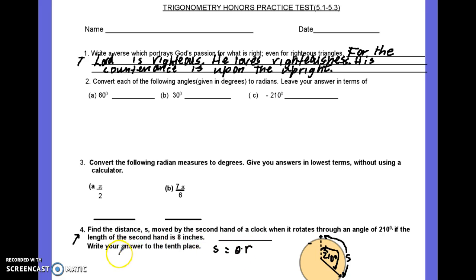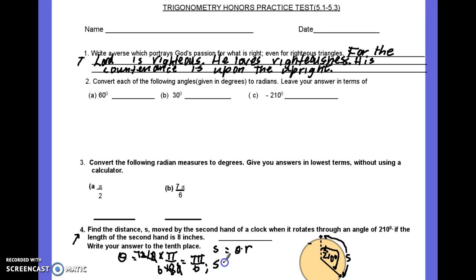So let's go ahead quickly before we forget. Theta, it's got to be 210. Converting to radians, we do pi over 180. Divide top and bottom by 10. Divide top and bottom by 3. 3 goes into 18 six times. So we have 7 pi over 6. That's in radians.